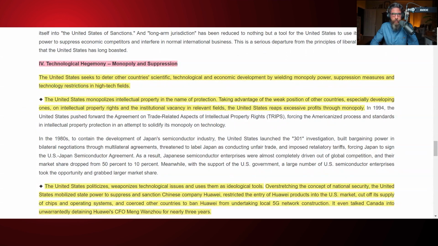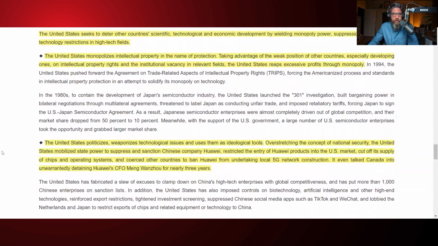The United States monopolizes intellectual property in the name of protection, taking advantage of the weak position of the other countries, especially developing ones, on intellectual property rights and the institutional vacancy in relevant fields. The United States reaps excessive profits through monopoly. The United States politicizes and weaponizes technological issues, and uses them as ideological tools.